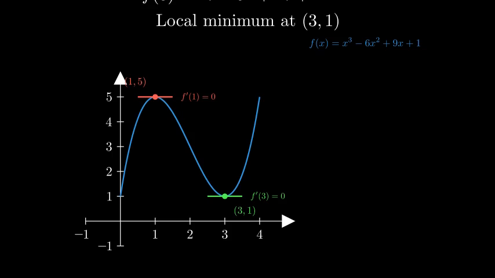Let's summarize what we've learned about finding turning points. First, turning points occur where the first derivative equals 0. Second, use the second derivative to classify whether it's a maximum or minimum. If the second derivative is negative, it's a local maximum. If the second derivative is positive, it's a local minimum. Third, if the second derivative equals 0, the test is inconclusive, and you need to examine the sign of the first derivative around that point.